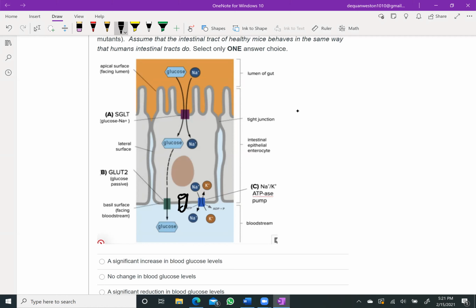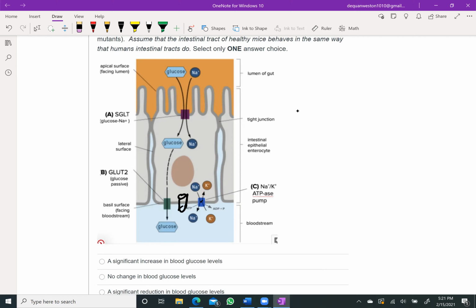Okay, so the role of sodium is to leave the cell. So this pump right here is pushing sodium out of the cell. And what that does is it creates a gradient for sodium. And then this symporter, sodium takes advantage of that gradient, and it also brings a glucose with it. So the sodium gradient is very important for getting glucose into the cell.